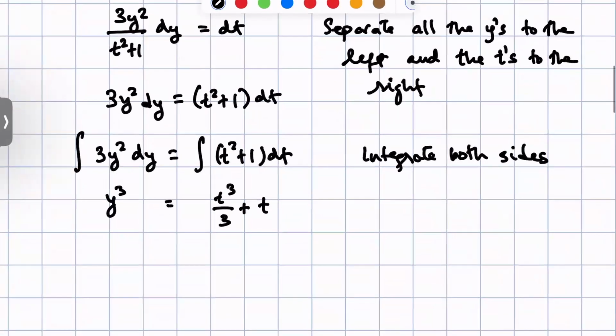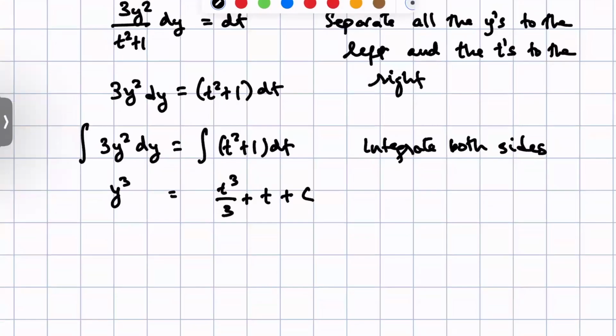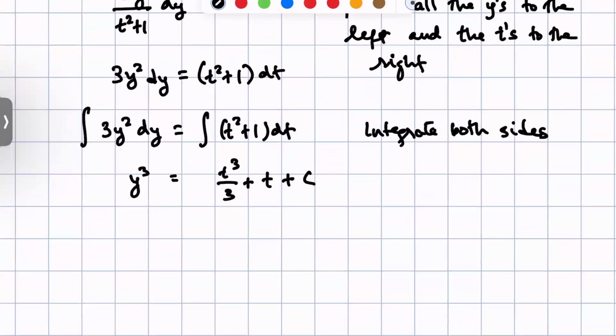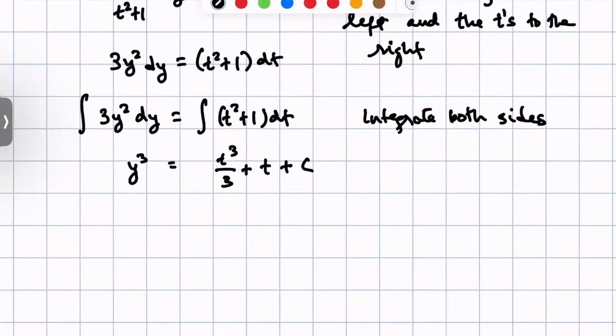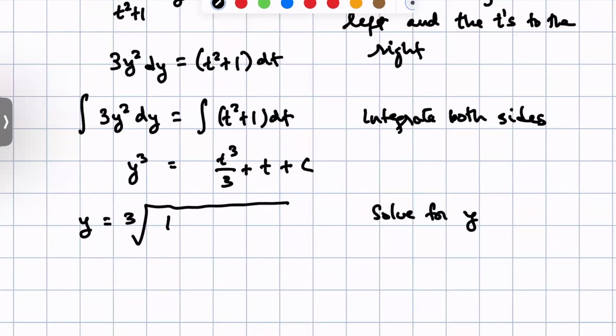Now remember that when you integrate, you have to add a c. And technically, you should have a c1 here and a c2 here. But because you can move this c over here and get c2 minus c1, you really just have to do it on one side. So when we take the integral of both sides, one side gets the c, usually the one with the independent variable, and the other side does not. Then integrate both sides and then solve for y. And here, y is equal to the cube root of t cubed over 3 plus t plus c.